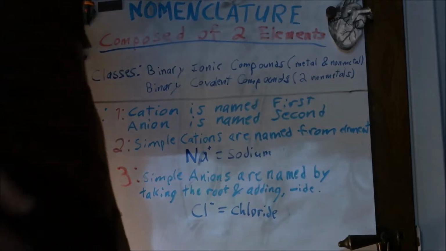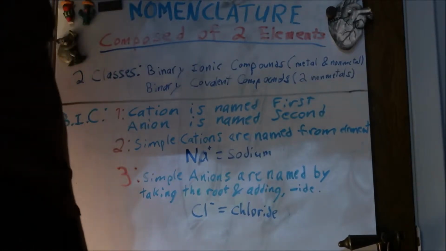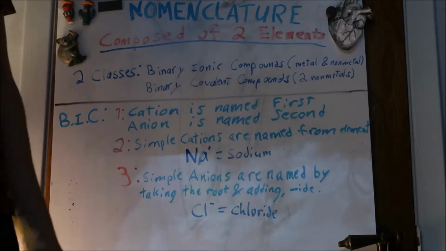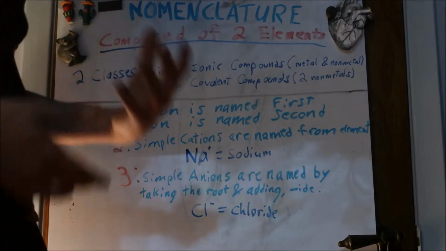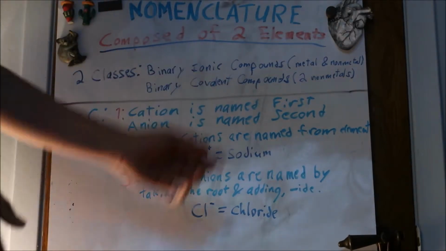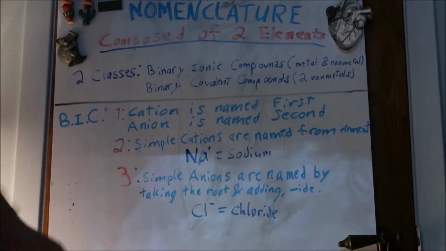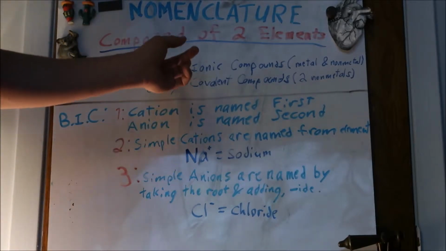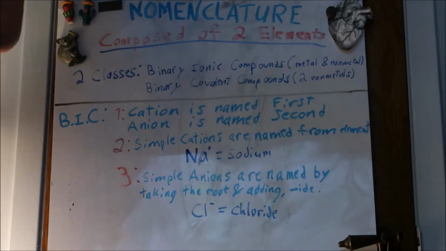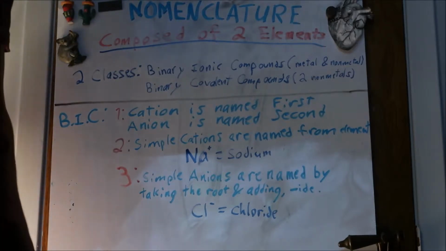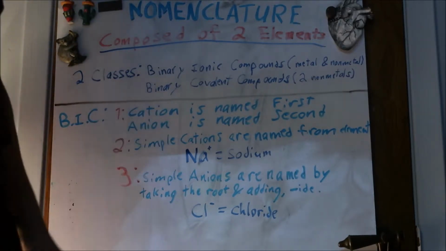Binary ionic compounds, which you may know by now, ionic means a compound composed of a metal and a nonmetal, and covalent means a compound composed of two nonmetals. So we'll talk about binary ionic compounds first. The first step of naming a binary ionic compound is that the cation is always named first and the anion is named second.